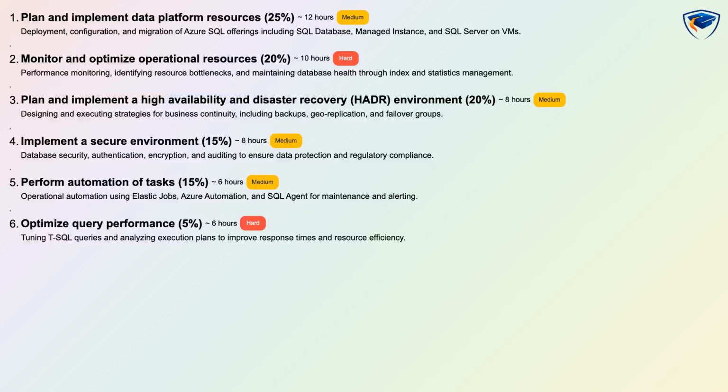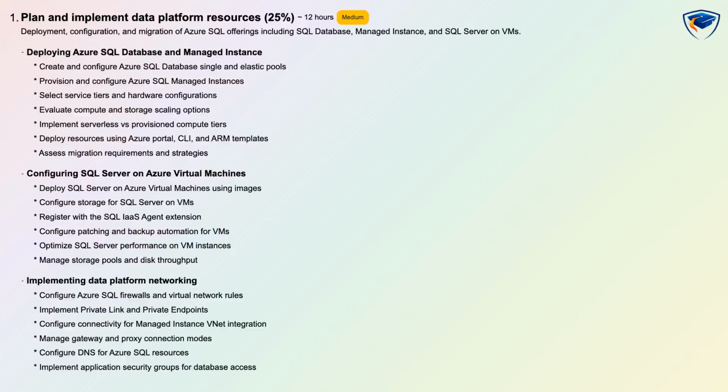on Microsoft Azure. The 6 domains are: Plan and Implement Data Platform Resources, which makes up 25% of the exam; Monitor and Optimize Operational Resources, which makes up 20% of the exam; Plan and Implement a High Availability and Disaster Recovery Environment, which makes up 20% of the exam; Implement a Secure Environment, which makes up 15% of the exam; Perform Automation of Tasks, which makes up 15% of the exam; and Optimize Query Performance, which makes up 5% of the exam.